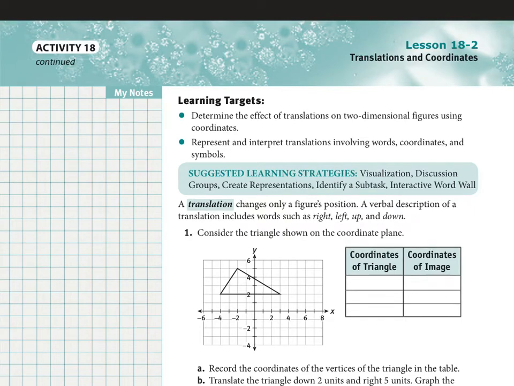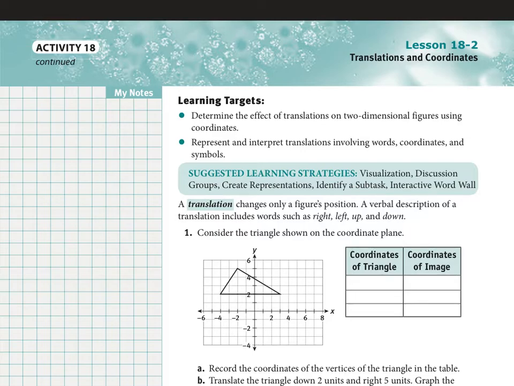Alright guys, let's take a look at lesson 18.2 here, which will deal with translation and coordinates. So we're into our transformations unit here. At this point we've seen a brief intro of the three main ones, translations, reflections, and rotations, and now we're going to start getting into a little more of the details of them. And the first one we will look at is the translation. So let's take a look.